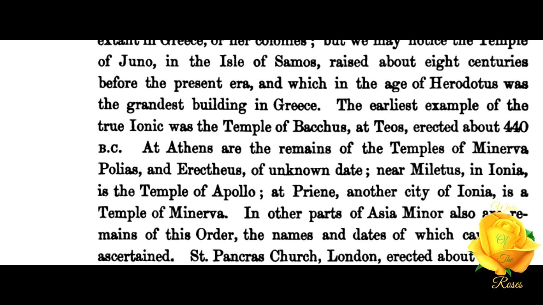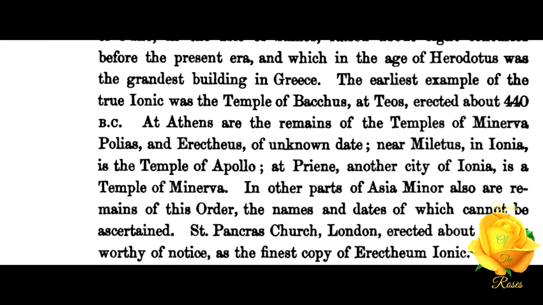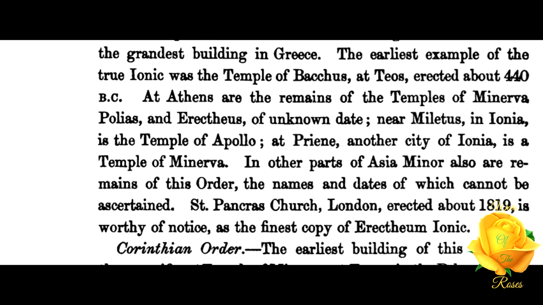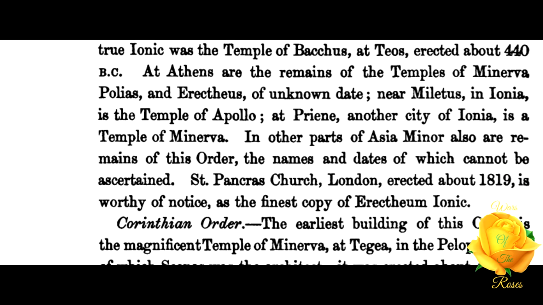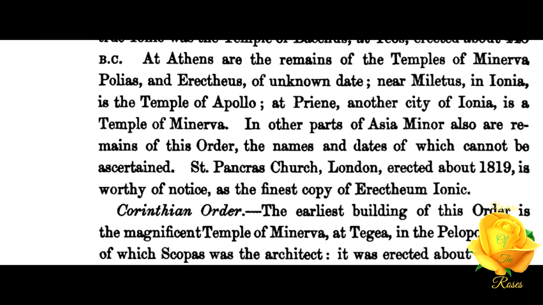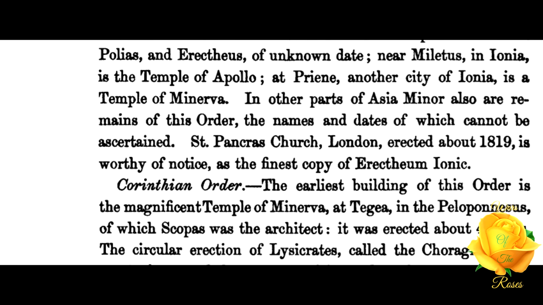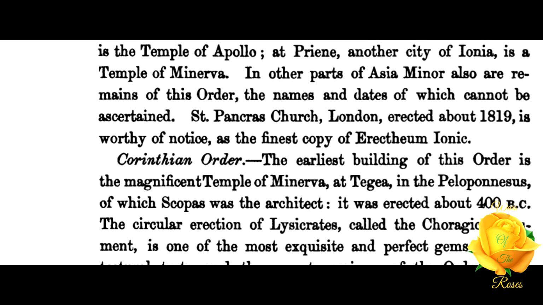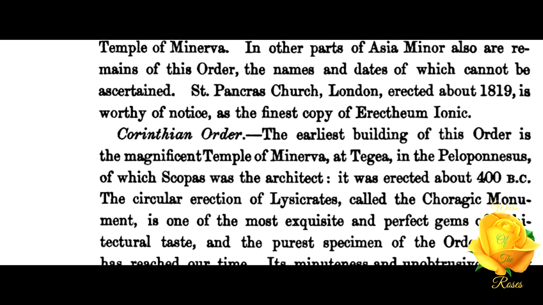At Athens are the remains of the temples of Minerva Polias and Erechtheus of unknown date. Near Miletus in Ionia is the Temple of Apollo. At Priene, another city of Ionia, is a Temple of Minerva. In other parts of Asia Minor also are remains of this order, the names and dates of which cannot be ascertained. St. Pancras Church, London, erected about 1819, is worthy of notice as the finest copy of Erechtheum Ionic.